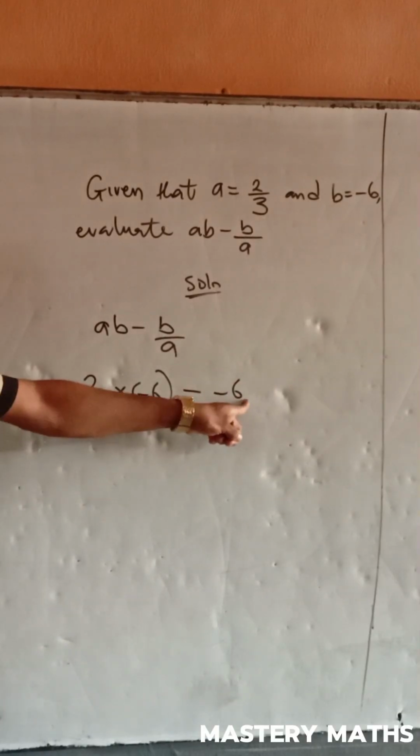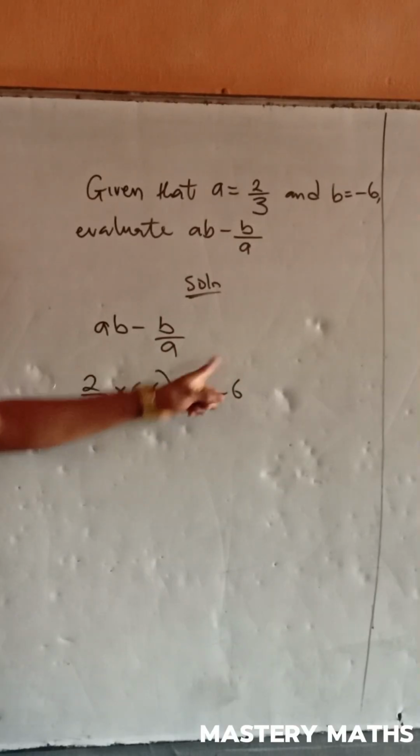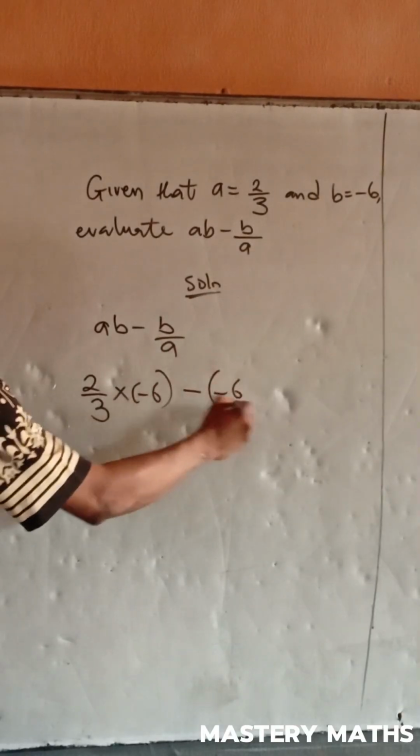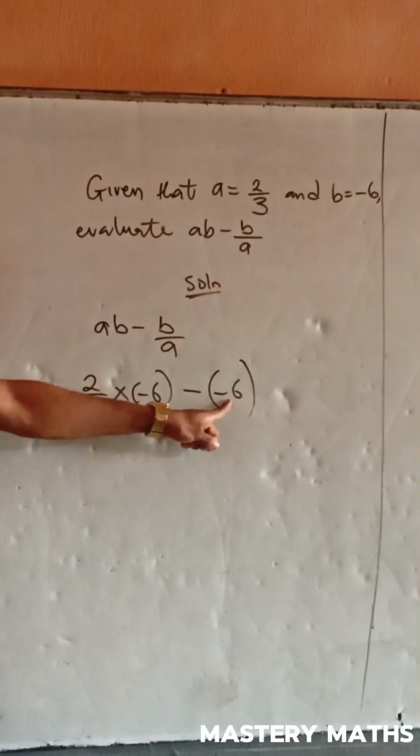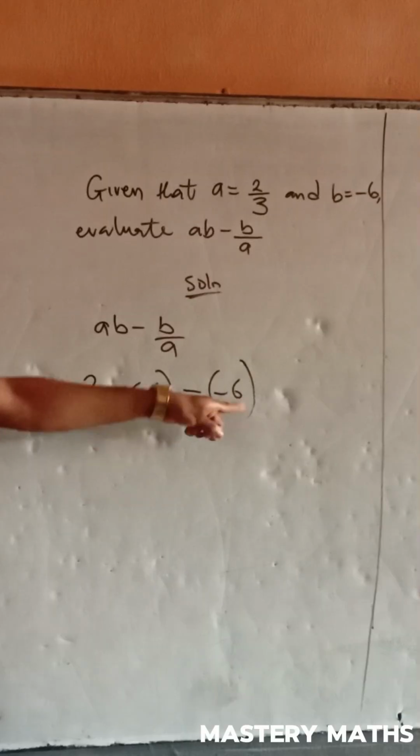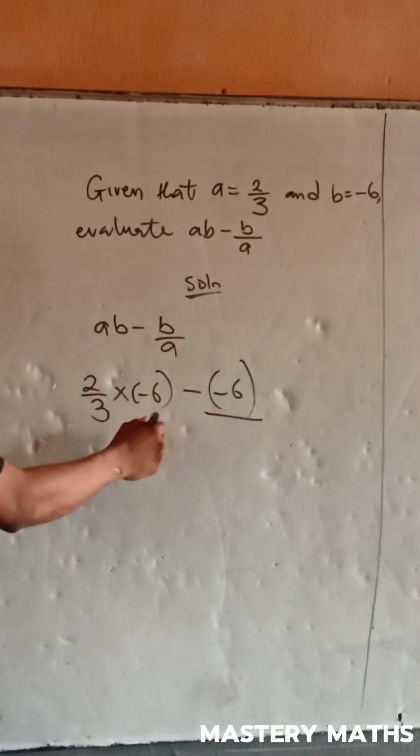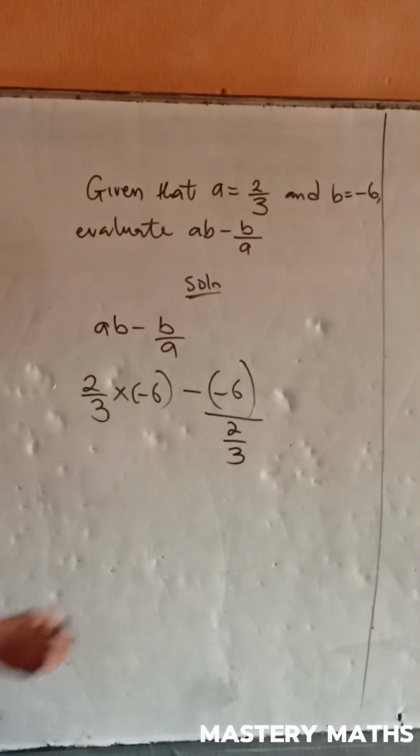Whenever two signs are coming together, please do well to separate them with brackets. You see it now? Whenever two signs are coming together, separate them with what? Brackets. Then you have your over. What is your A? Your A is 2 over 3. Now we've substituted. What should we do?